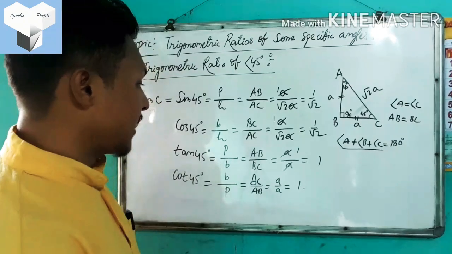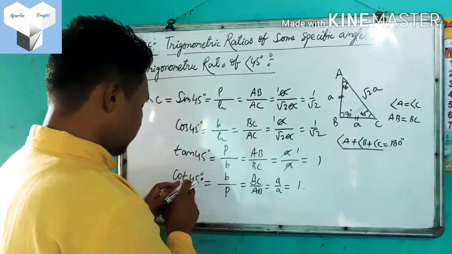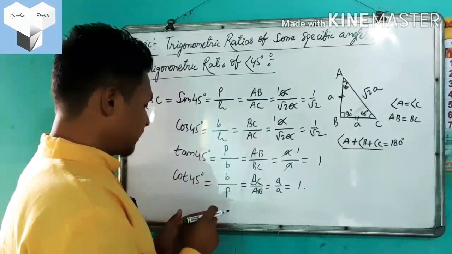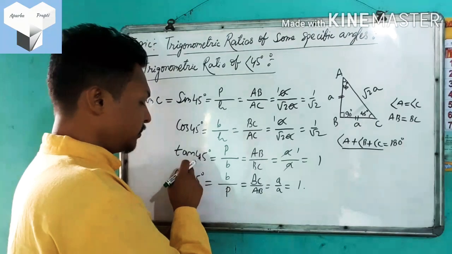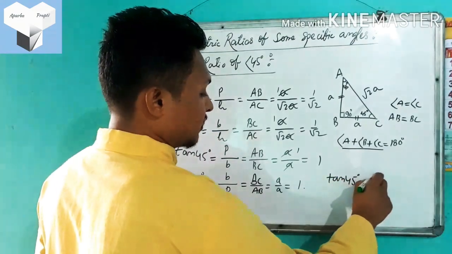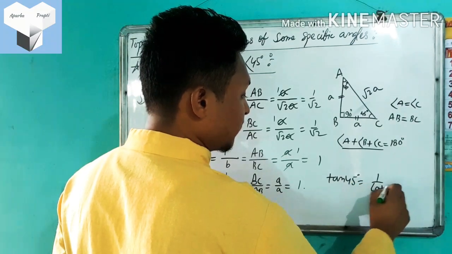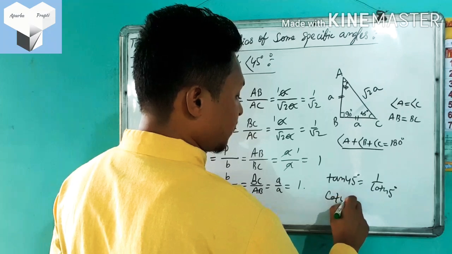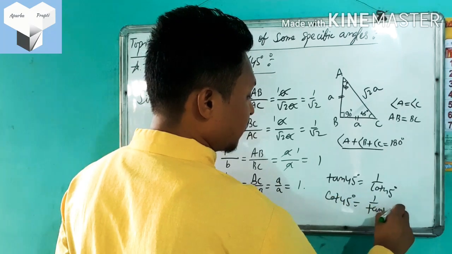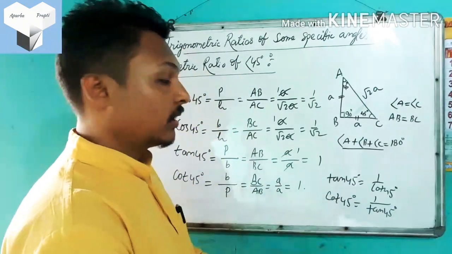Here, guys, I would like to give a hint. If you reach here, you can find the cot ratio in terms of tan also, because we know that tan 45 degrees is the inverse of cot, that is 1 by cot 45 degrees, or cot 45 is 1 by tan. That means if you know the value of one, then you can definitely find the other.